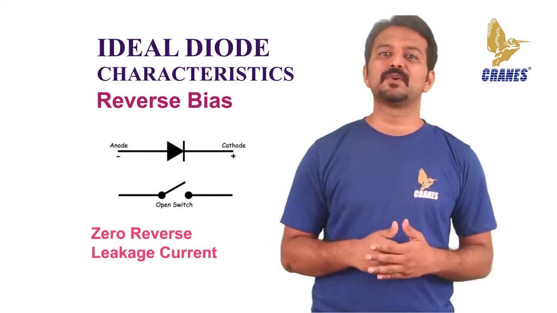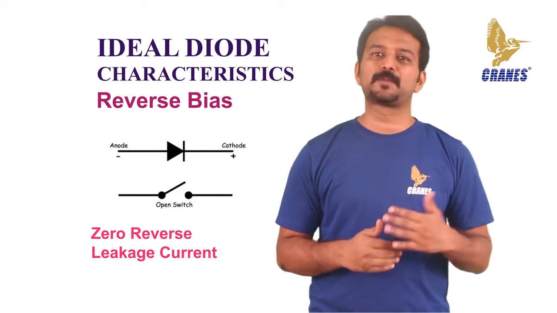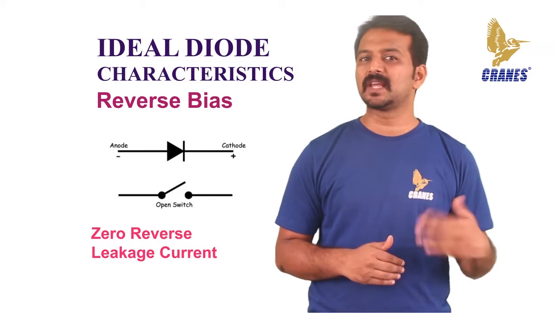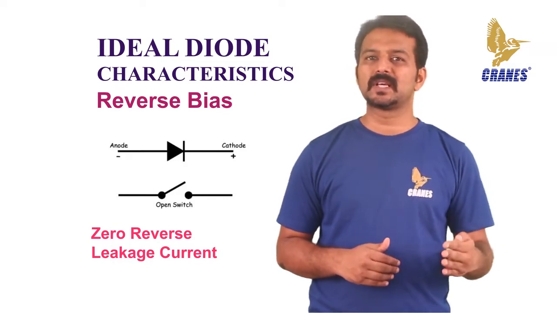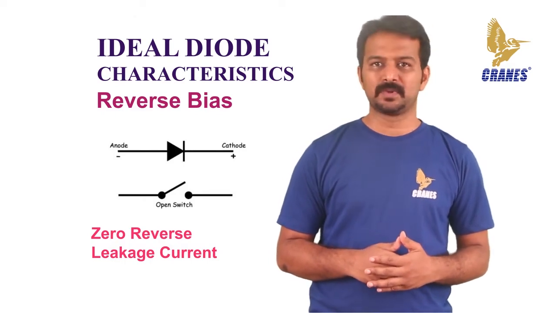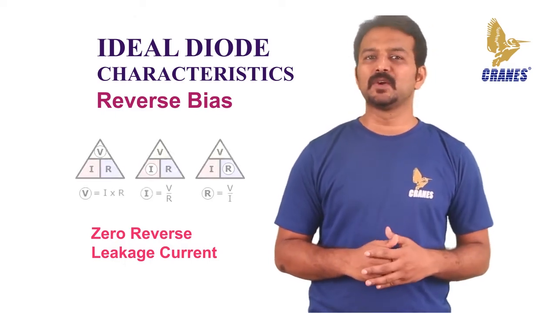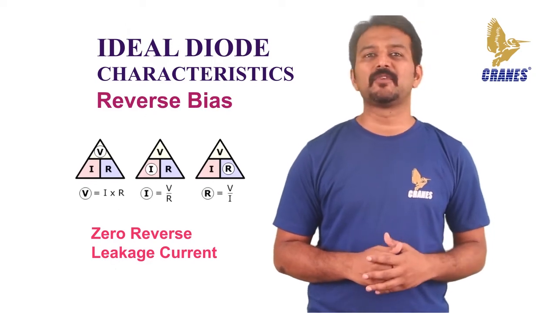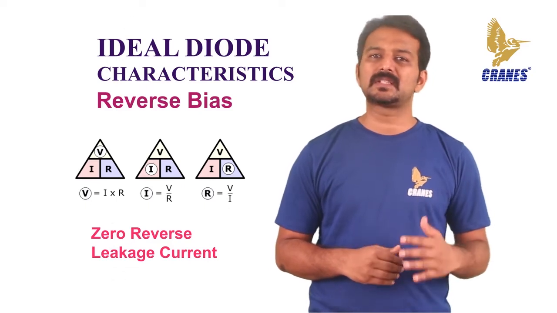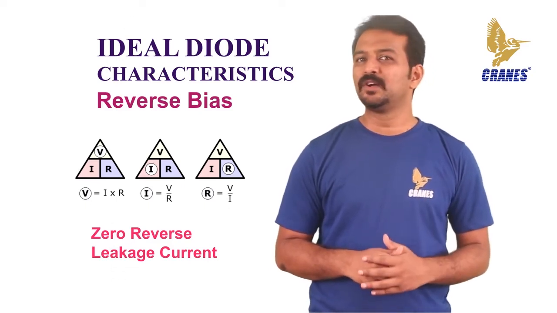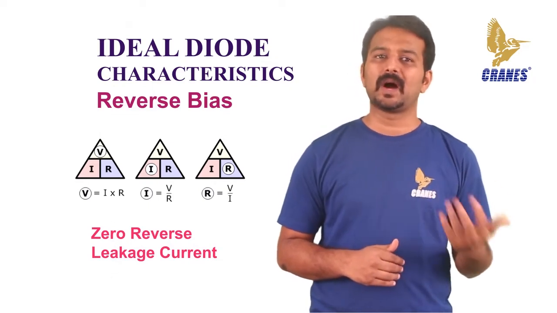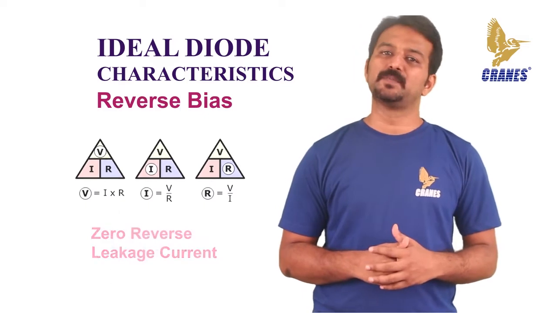The next property is the zero reverse leakage current. This property of the ideal diode can be directly implied from its previous property, which states that the ideal diodes possess infinite resistance when operating in the reverse biased mode. The reason can be understood by considering Ohm's law again, which now takes the form of I is equal to V by infinity, which is equal to 0. Thus, it means that there will be no current flowing through the diode when it is reverse biased, no matter how high the reverse applied voltage be.